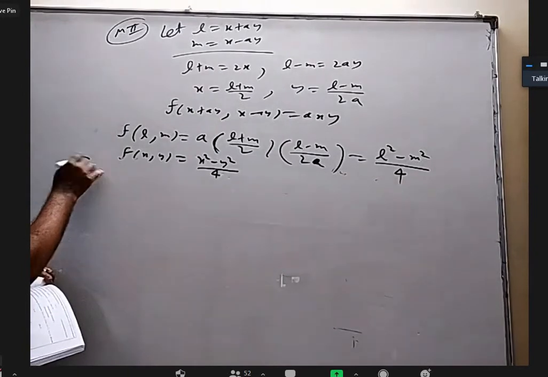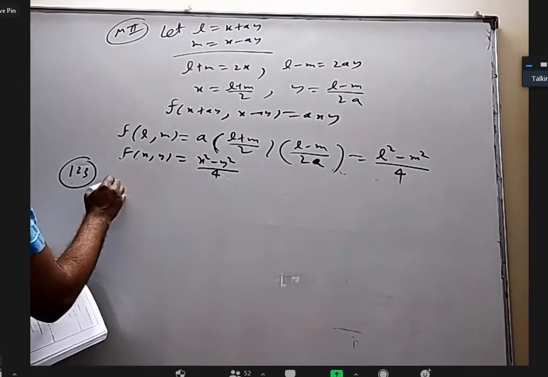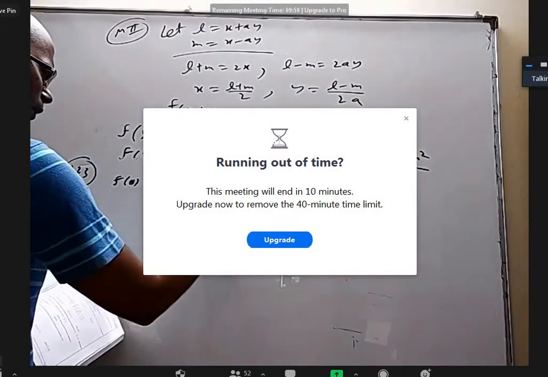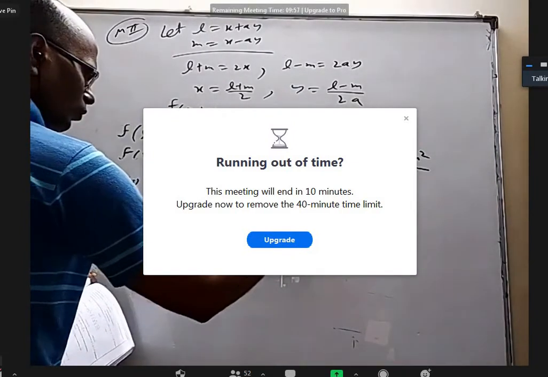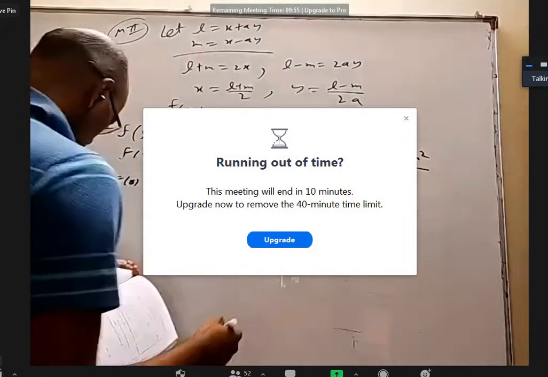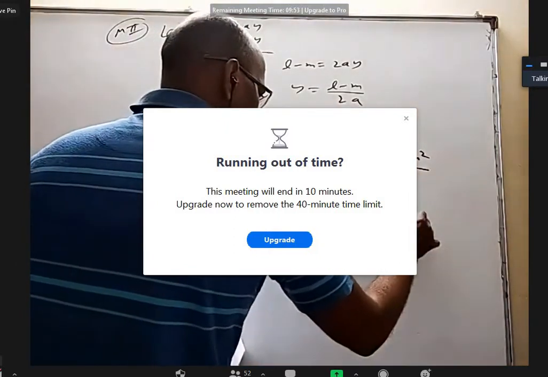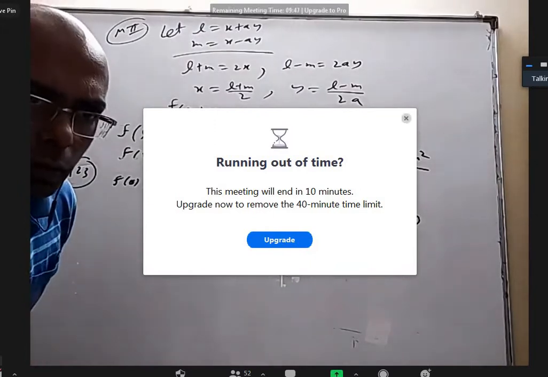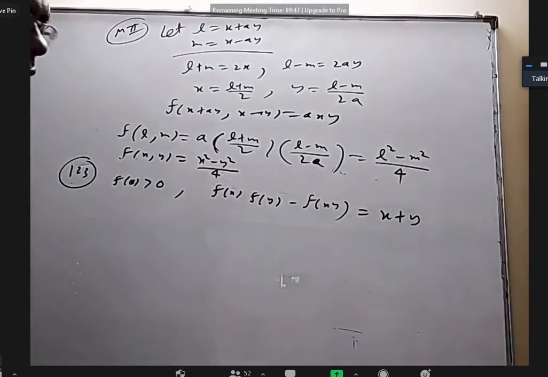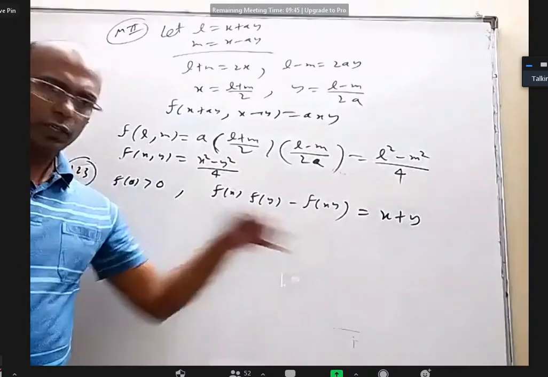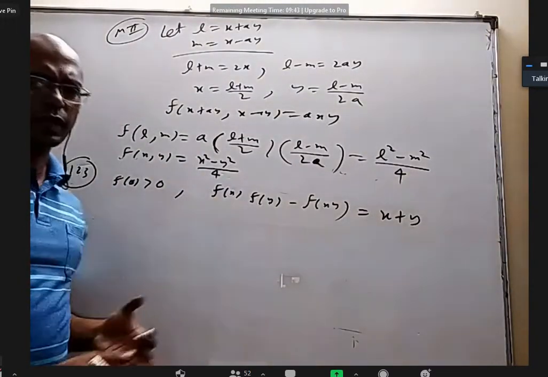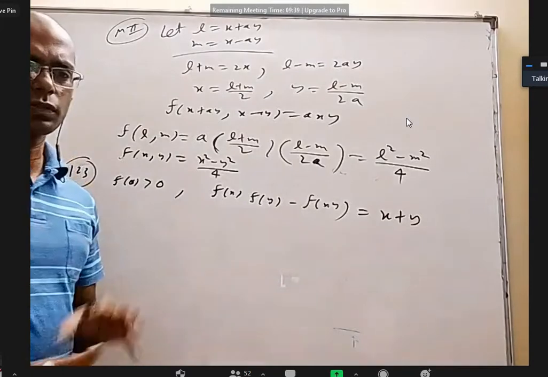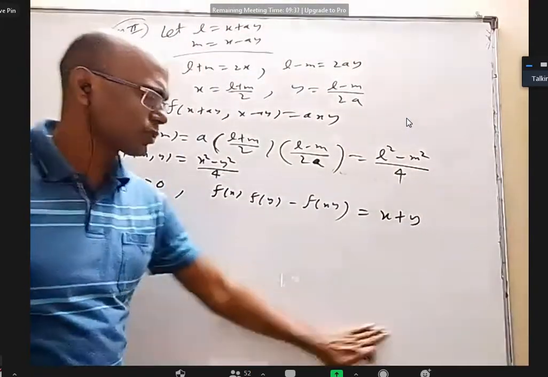Okay, 123. They gave f of 0 greater than 0 and the function is f of x into f of y minus f of xy is equal to x plus 1. Okay, it is not quite obvious what is the function here. As I said, we'll just do some trial and error. Put x 0, y 0, x and y 1 or x 1, y 0. Get a feel of some values of that.